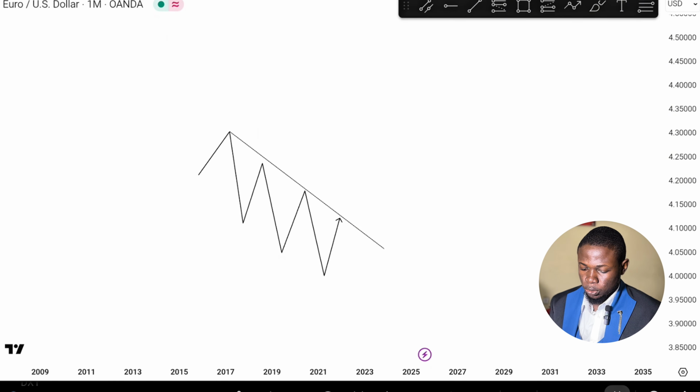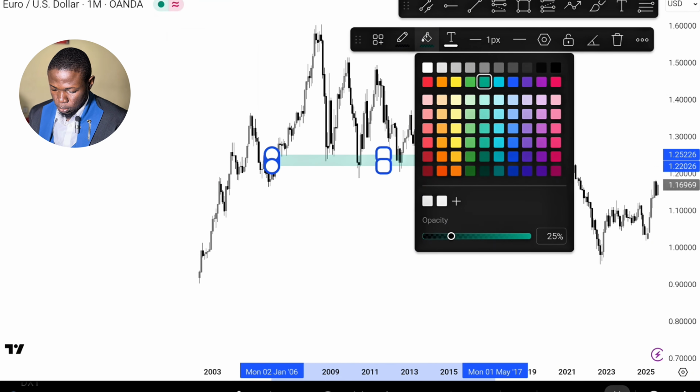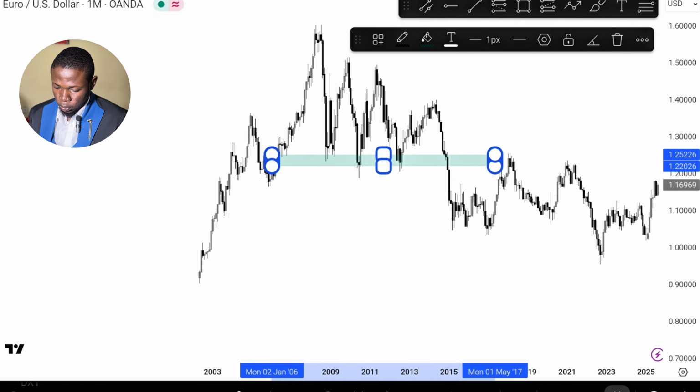Now let me go to the real chart. We have our Euro USD 1 month time frame. And what should I identify in this Euro USD 1 month time frame? First of all, I'm looking at the structure of this market. Then I have to spot out my resistance level and the support level. This is my support level over here.